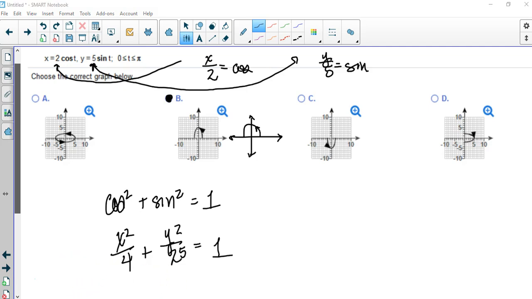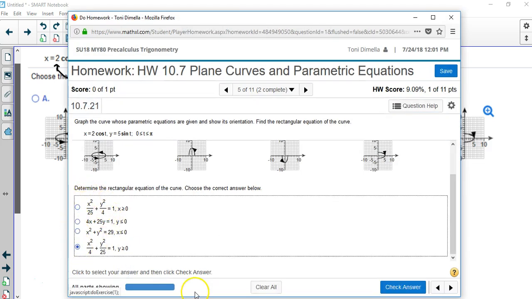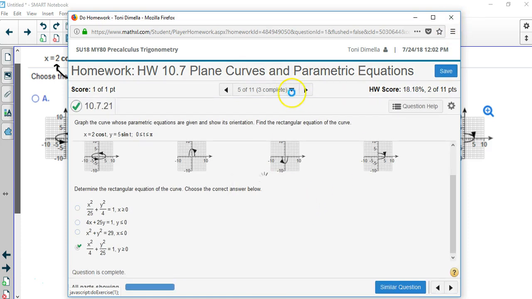And so now I can come back over to here and pick the right one, hopefully. There we go. And then we're all finished with that question. So don't be scared of the trig ones. Now for the big one.